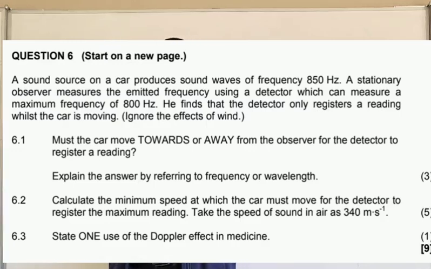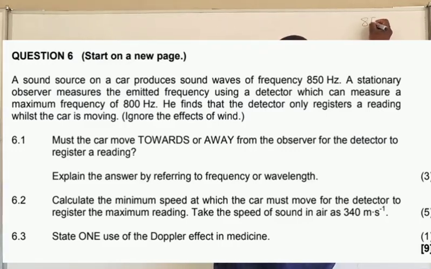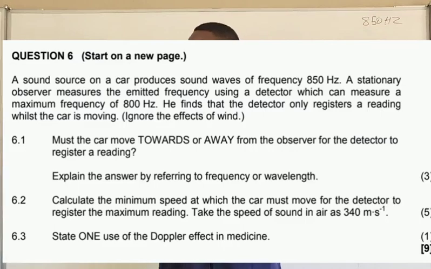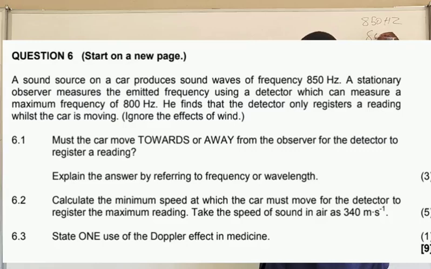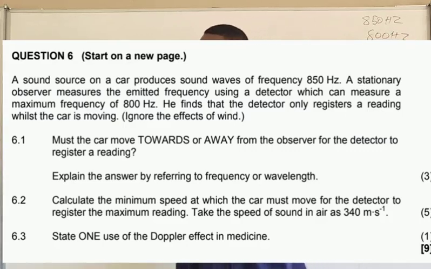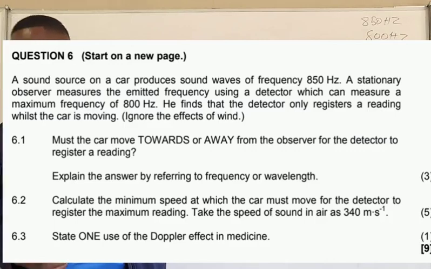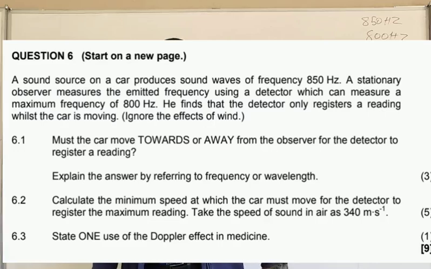The question says, a sound source on a car produces sound wave of frequency 850 Hz. A stationary observer measures the emitted frequency using a detector which can measure a maximum frequency of 800 Hz. The detector can measure a maximum frequency of 800 Hz. Then we find that the detector only registers a reading while the car is moving. You notice that the detector only registers a reading while the car is moving.